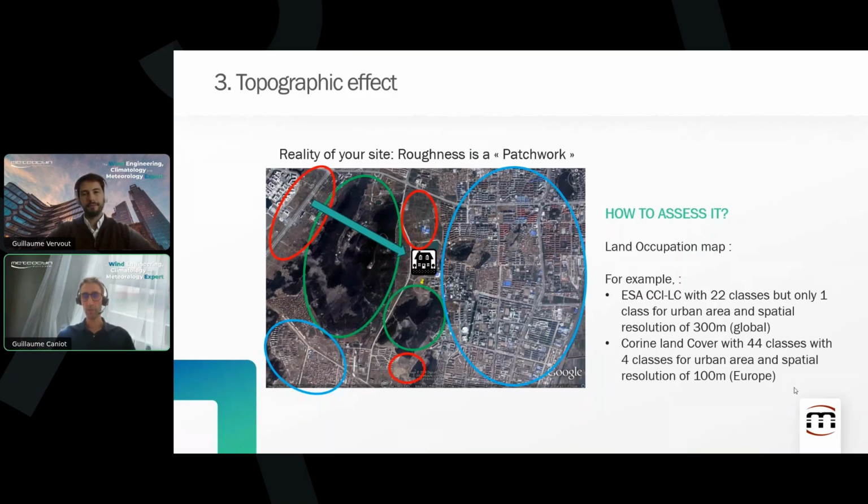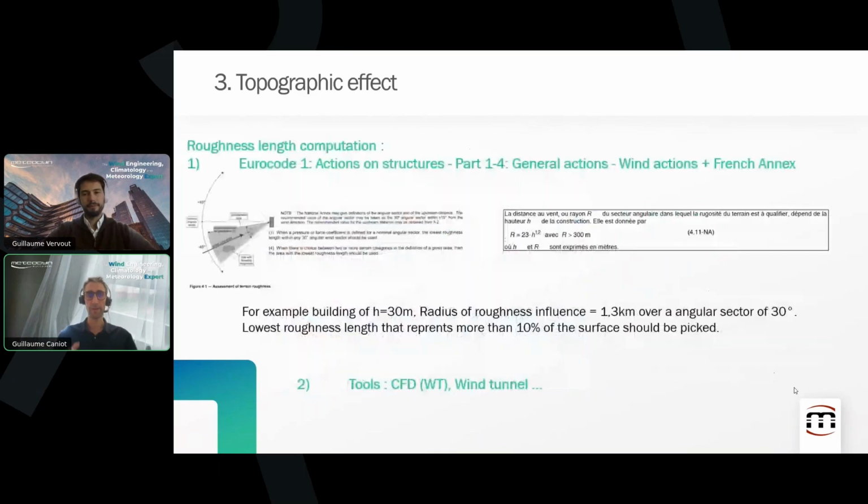So you have your land occupation, okay. So now how can you mix roughness lens? Because it's not homogeneous. Well, there is some kind of answer coming from the safety vision from the Eurocode.